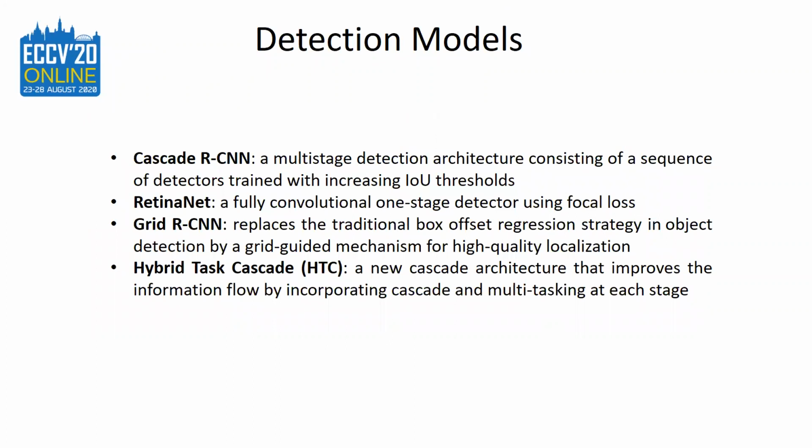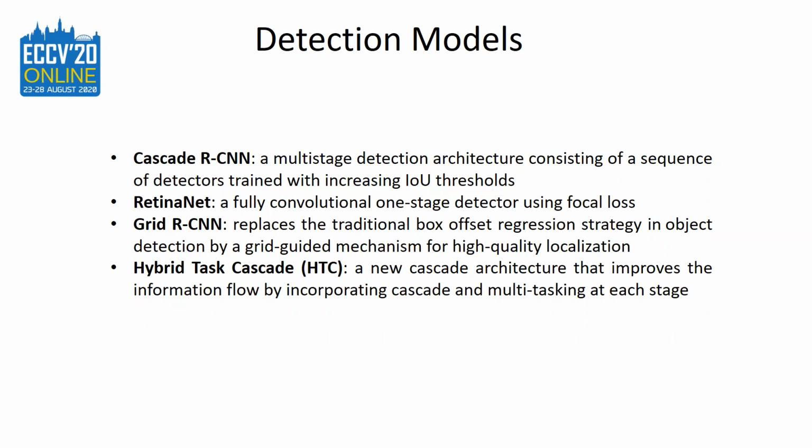For the base detectors in our system, we used 4 existing detection models published in recent years. Cascade RCNN is a multi-stage detection architecture consisting of a sequence of detectors trained with increasing IoU thresholds. RetinaNet is a fully convolutional one-stage detector using focal loss, which applies a modulating term to the cross-entropy loss in order to direct learning on hard negative examples.